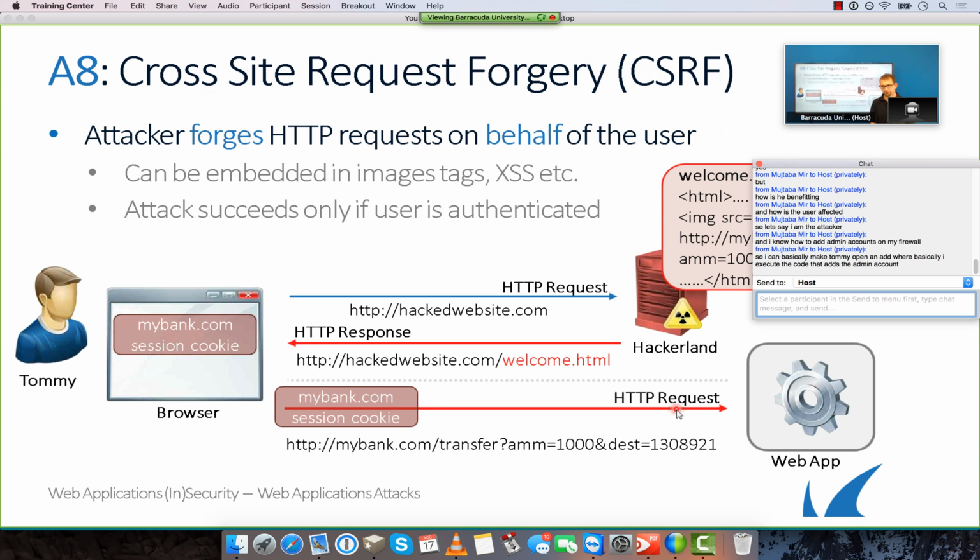The first part is, let's say that I am the attacker, and I know how to add admin accounts on the firewall. I can basically make Tommy open a page where I execute code that adds the admin account. In this case, it's not like this. It's like this. Let's say that this is not Tommy. This is the network admin. Sorry, I'm writing with my mouse.